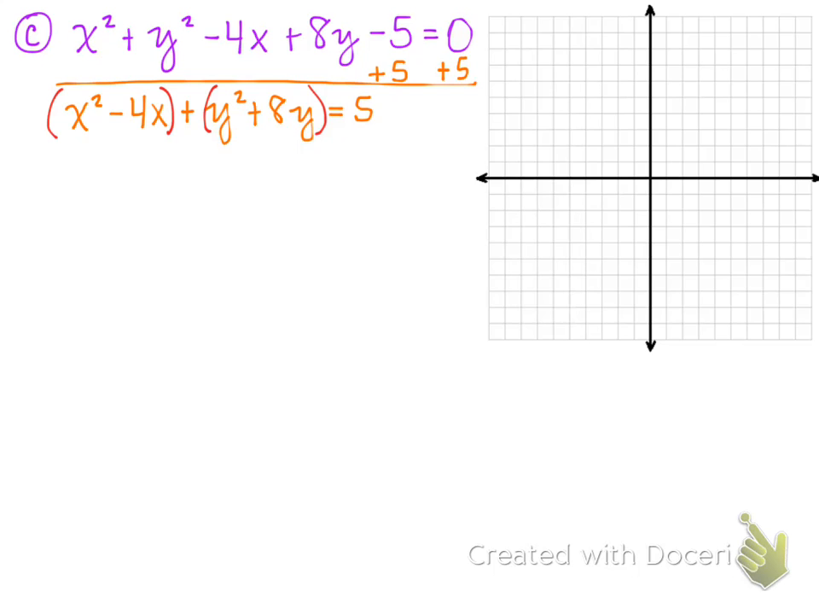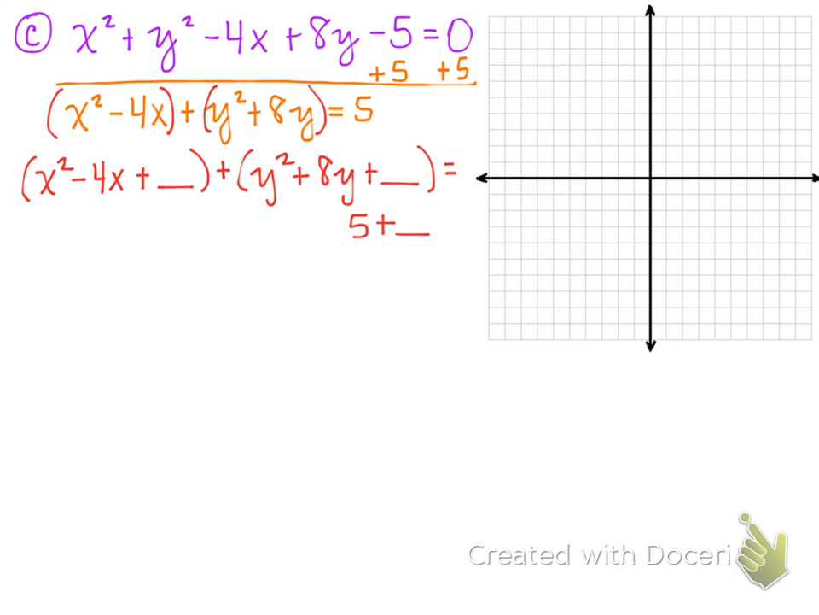So we're going to complete the square with both of these. So I have x squared minus 4x plus something, then plus y squared plus 8y plus something. And then don't forget, kind of running out of room here, whatever you add to one side, you have to add it to the other. So we have 5 plus the first blank plus the second blank. Since we're adding it to both sides, we're being completely legal here.